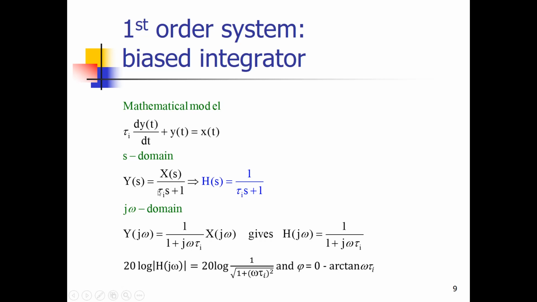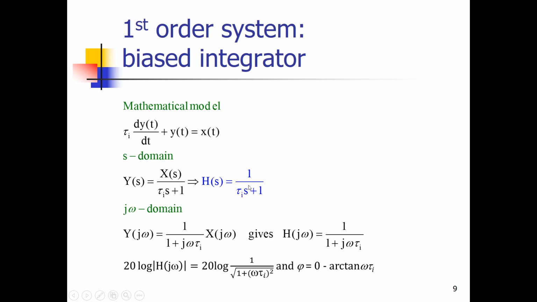Again, because when we cross multiply this, we get y times tau I times s, which in the time domain is this part of the differential equation, plus 1 times y, which is this part of the differential equation, and that equals x. So the transfer function y over x, which is defined as H, equals 1 over tau I times s plus 1. And tau I is the time constant of the system.